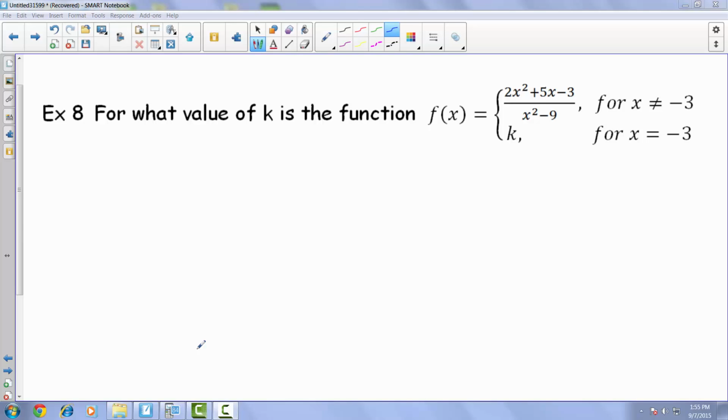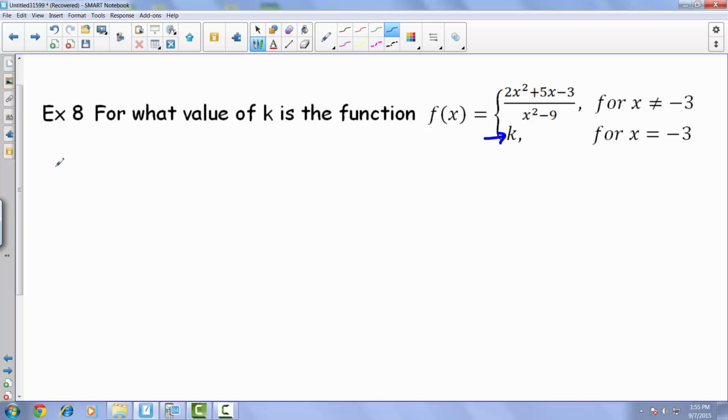Here we're looking at example 8 from our 1.4 notes. We're asked for what value of k this function is going to be continuous. That's what we're looking for. We need to identify what k value will make it continuous. Well, if we just have our piecewise function, we notice that there's a little bit of a break happening at -3.